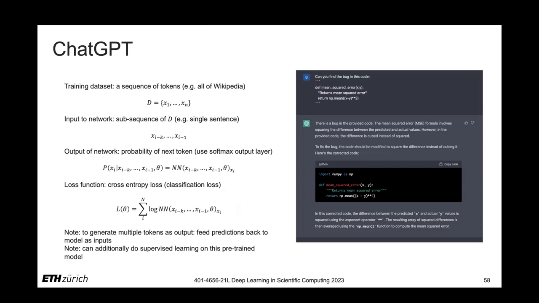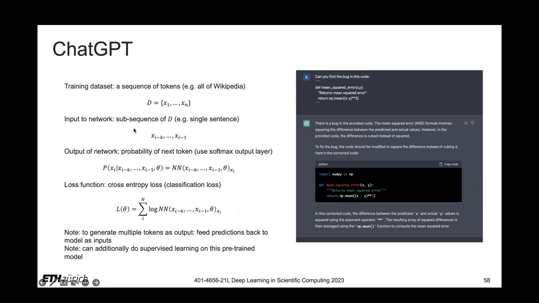Okay, so what is this model? How does it work? How do we train it? That's the question. ChatGPT is trained on a massive corpus of tokens. So we have a training data set here, D, which is just a sequence of what we call tokens, and N here is the number of tokens, and this is extremely large. Each token could be, for example, a word or a letter or a comma or something like that. And so you can imagine all of Wikipedia is just one big sequence of these tokens.